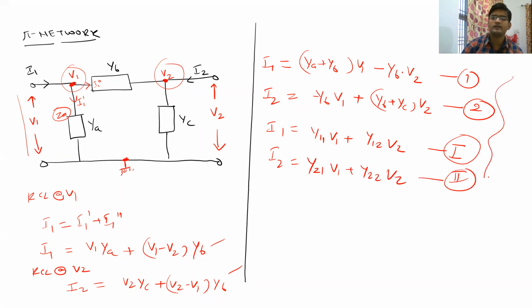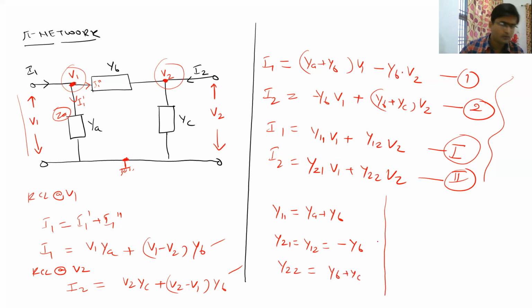And on comparing these, you will finally get Y11 is equal to YA plus YB, Y21 is equal to Y12 is equal to minus YB, and finally Y22 is equal to YB plus YC, right? So this is how you will get all your values of Y11, Y21, Y12 and Y22.